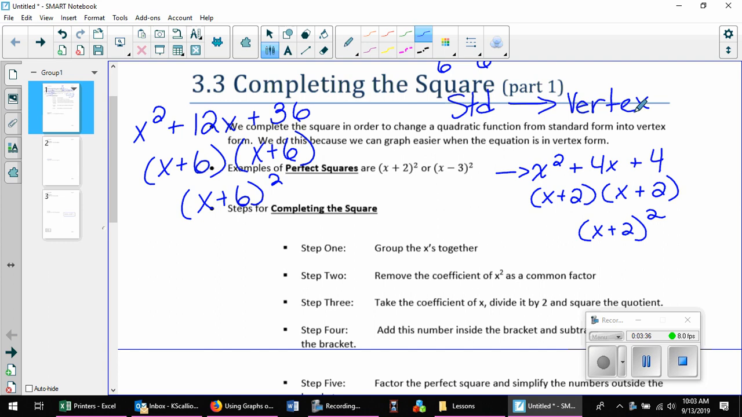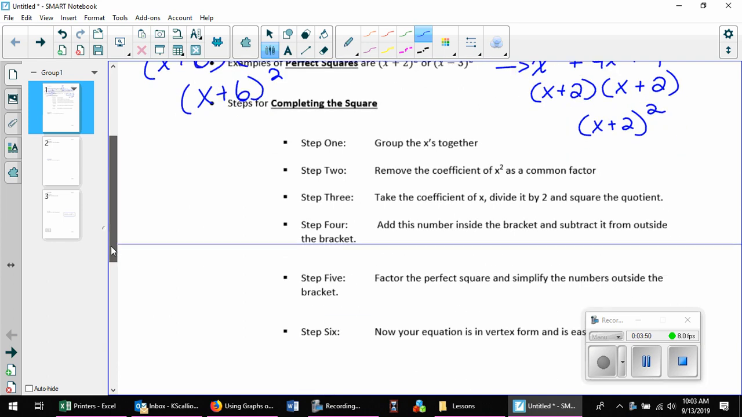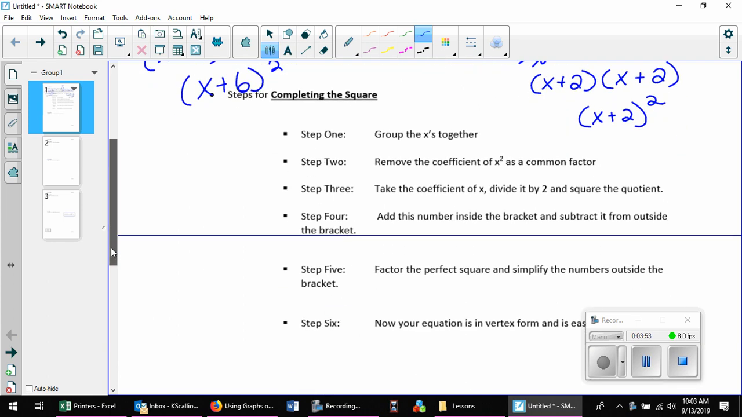Okay, so it's going to start as the pink and it's going to move to the green. All right? Nice thing about this is you get the benefit of seeing it in standard form, getting the information from that. Putting it in vertex form, you can get the information from that. All right, so if we have it in standard form, the first thing we're going to do is group the x's together. We're going to remove the coefficient from the x squared. We're going to common factor, but I call it common factoring, but only what's in the bracket.